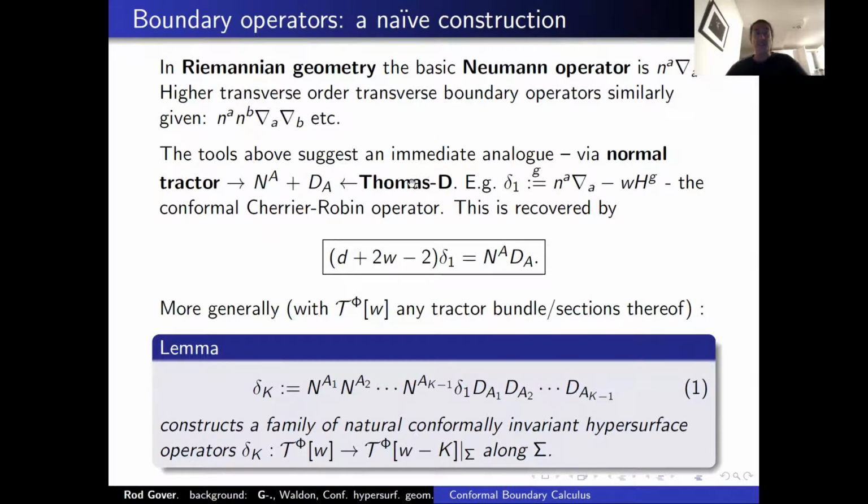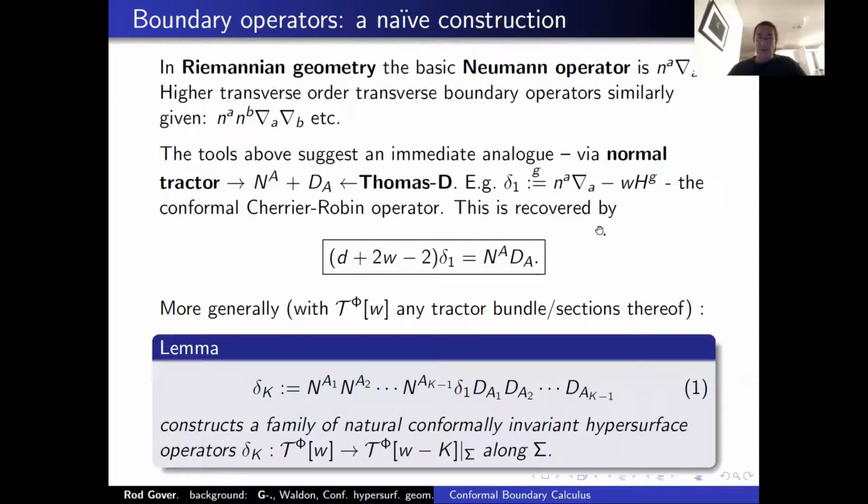Now, the tractor tools above suggest an immediate game. Namely, we have this normal tractor, we have the Thomas D. So we can just do a kind of Lego maneuver and contract these together, like I've done in this box down here. And actually, if you do that most obvious thing, then at almost all weights, you recover this Robin operator that I mentioned already, this conformally invariant Robin operator. So it just automatically produces it.